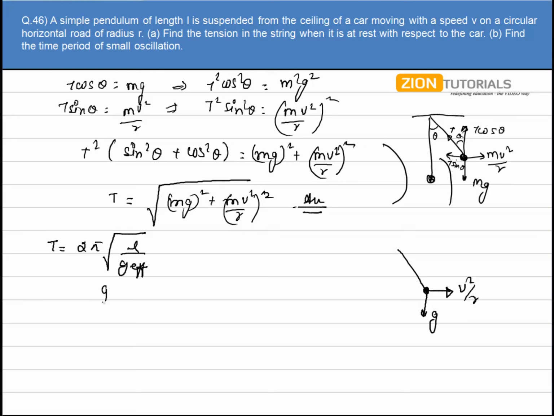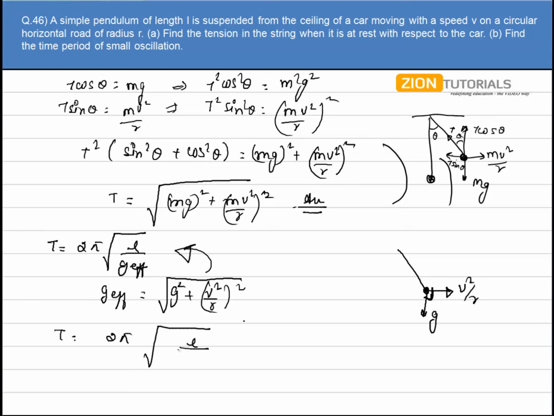So g effective, that is the net acceleration, will be equal to (g square plus (v square by r) whole square) to the power 1 by 2, because they are at 90 degrees, so the resultant of both of them will be this. I can simply substitute this g effective into this equation to get the time period. So the time period comes out to be 2 pi under root of L by (g square plus (v square by r) whole square) to the power 1 by 2. This is my answer.